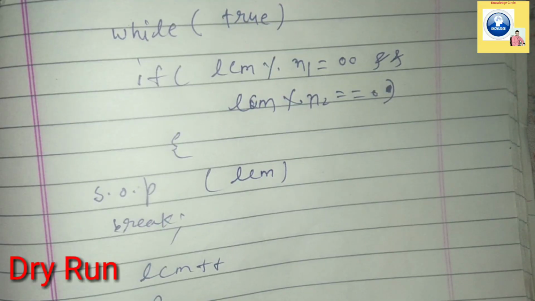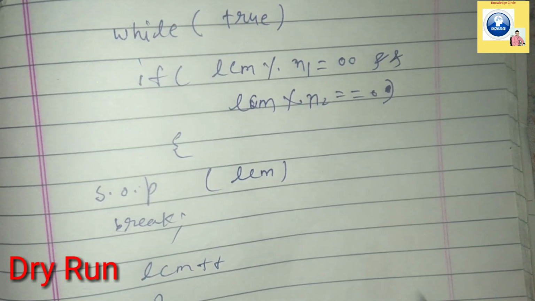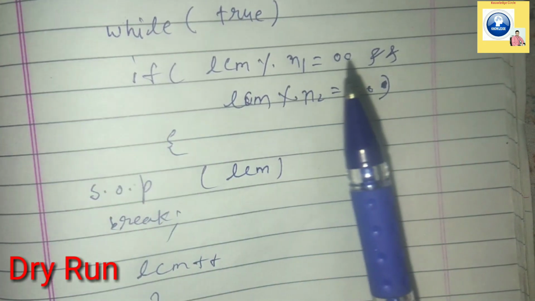Let's see the dry run of this program, where this condition is true. The condition will always be true; it is not going to become false.